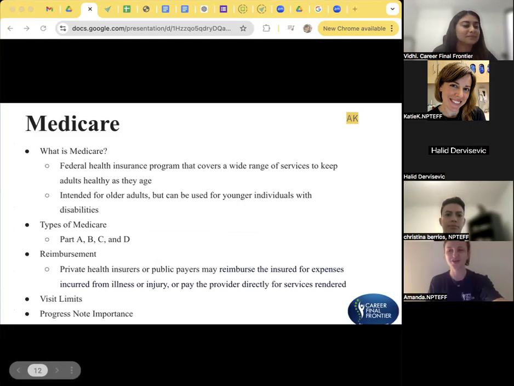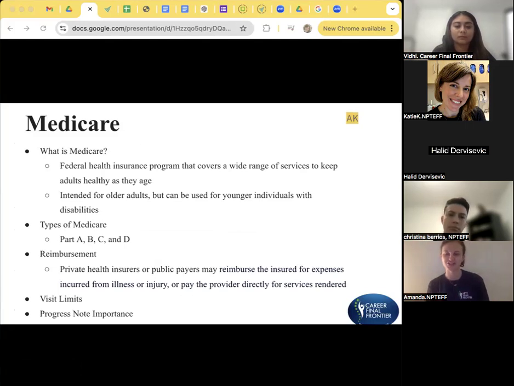Alrighty, so now we're going to get into two big kinds of insurances. We're going to start with Medicare and then we're going to move to Medicaid. Those two are the big umbrella terms for a lot of the insurances that you'll see. Vidi did a great job describing the overall 101, the breakdown. And now we're going to get a little bit more into the nitty gritty, but not too much. So starting off with Medicare.